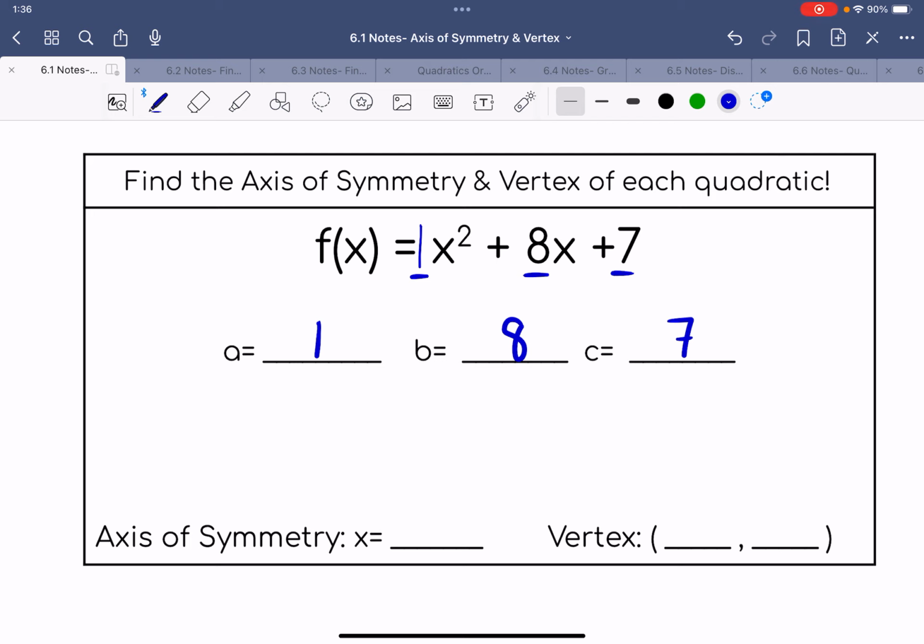The first thing that we're going to do in all these problems is find our axis of symmetry, and we will always use the same formula for that. So that's the formula we're giving you. That is something to commit to memory.